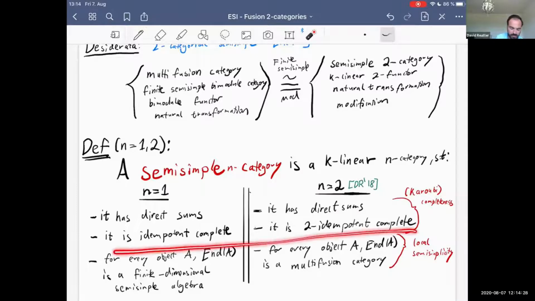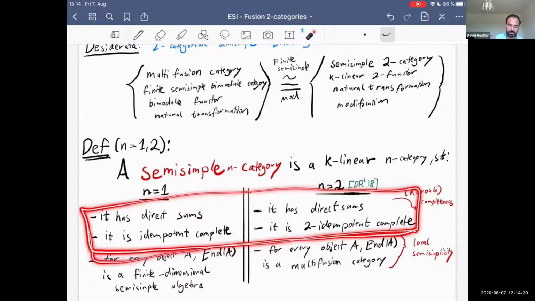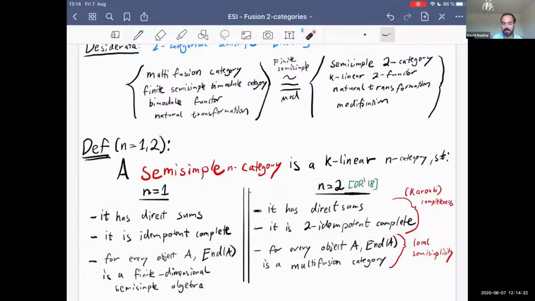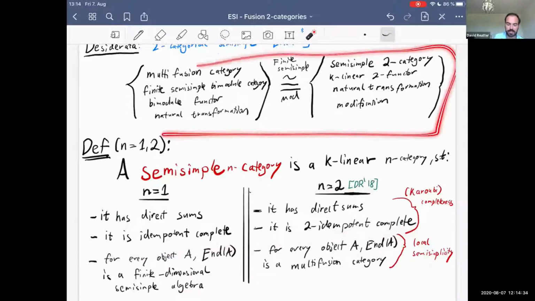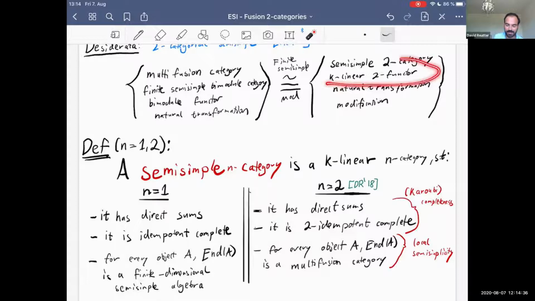And these two conditions are completeness conditions. So this is what guarantees me this Eilenberg-Watts theorem. This is what guarantees me that I can translate bimodules into functors and vice versa. So that's what's going to be important for the Eilenberg-Watts theorem. It's not really about semisimplicity per se, but it's really more about the completeness, and this is a sense of Karoubi completeness.